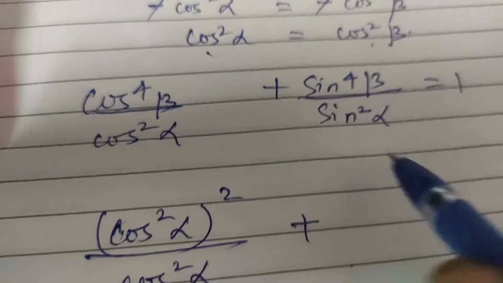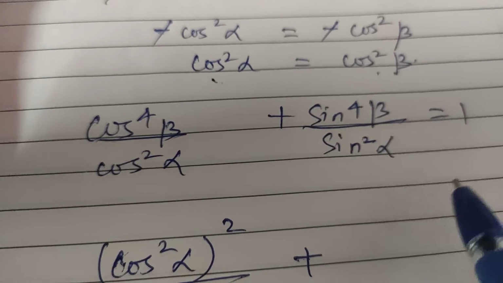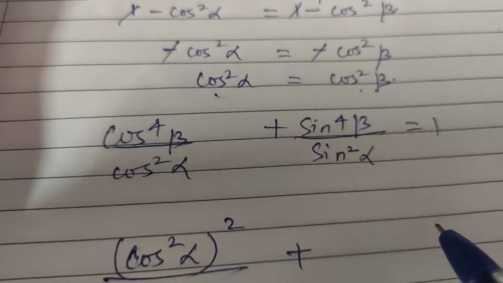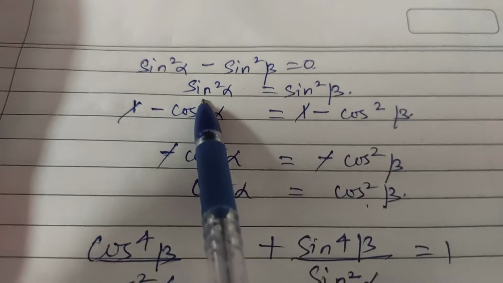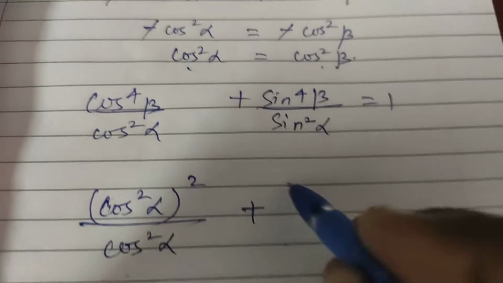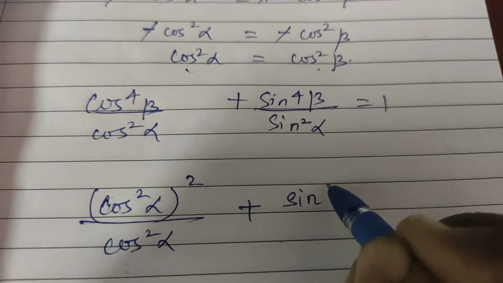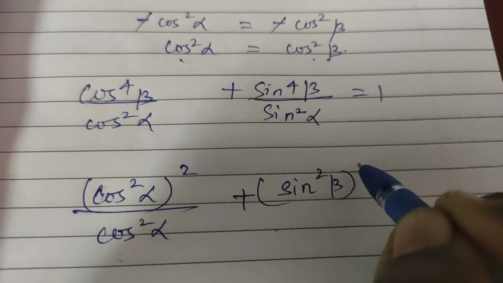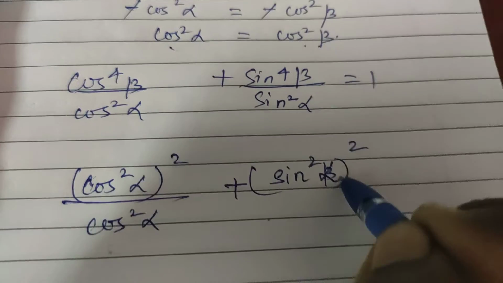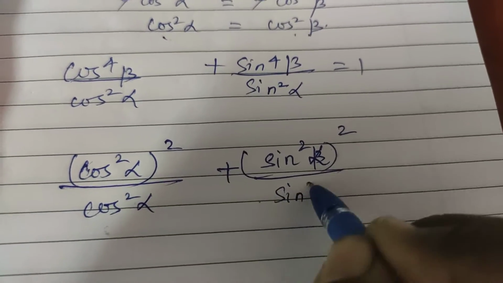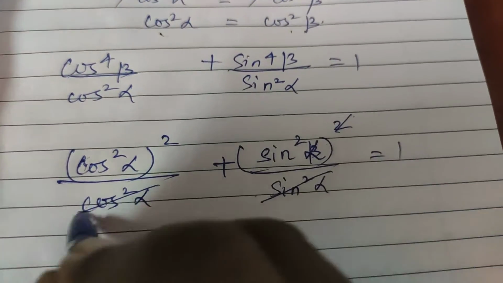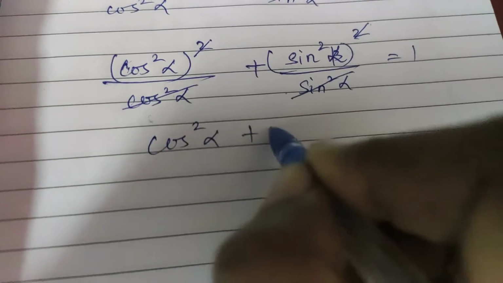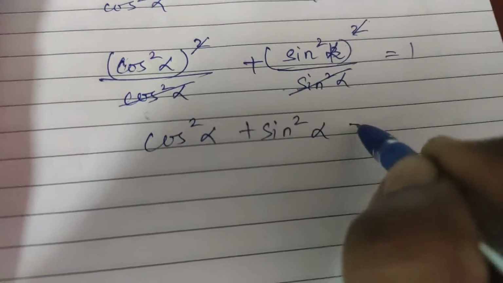Here also, instead of sine to the power 4 beta, from here sine squared alpha is equal to sine squared beta. So I can change it into sine squared alpha the whole squared divided by sine squared alpha equal to 1. So cos squared alpha and sine squared alpha will get cancelled. So what will be the remaining? Cos squared alpha plus sine squared alpha equal to 1.